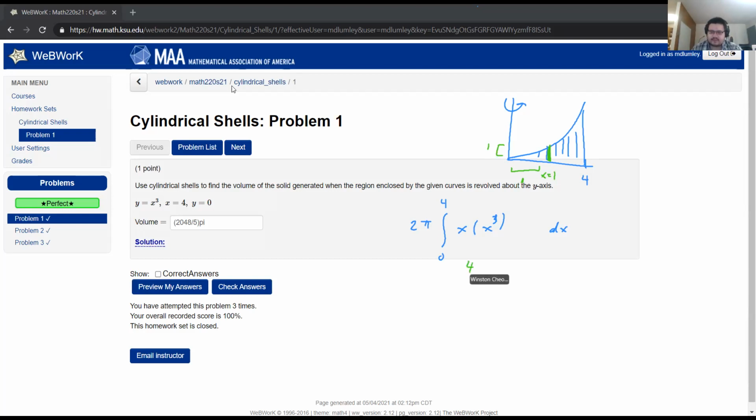When you say something like 4 minus x, that's really reversing the direction that you're sweeping over. And so usually that won't happen. Maybe it could happen if your axis of revolution is off center, but it would have to be off center in a very special configuration, I would say.